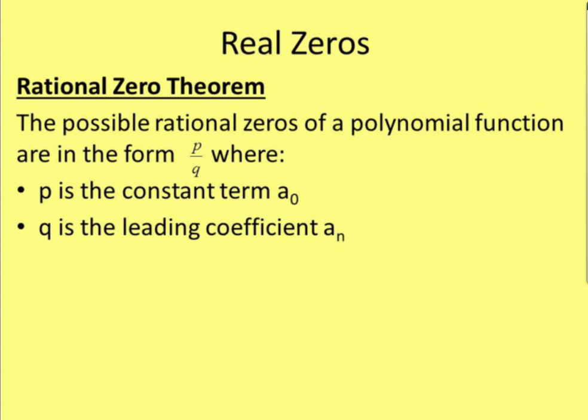The rational zero theorem says that the possible rational zeros of any polynomial function are in the form of p over q, where p is the constant term a sub 0, and q is the leading coefficient a sub n. So p is the value that does not have a variable with it. Your q value is the coefficient in front of your variable that has the largest exponent.